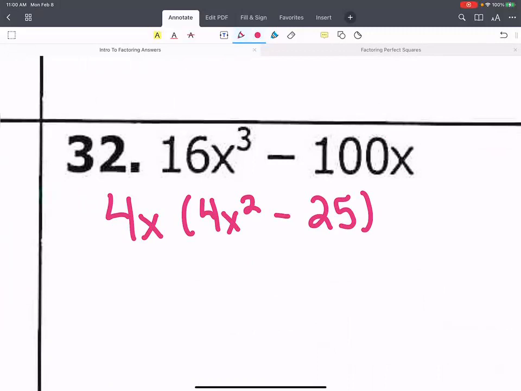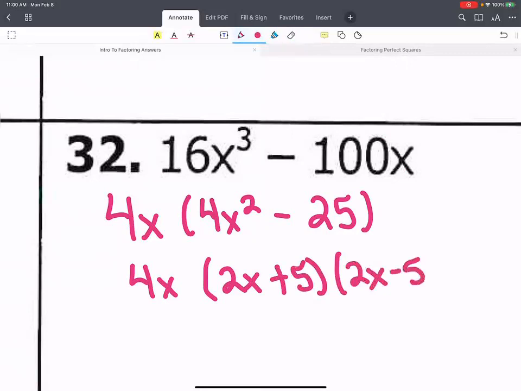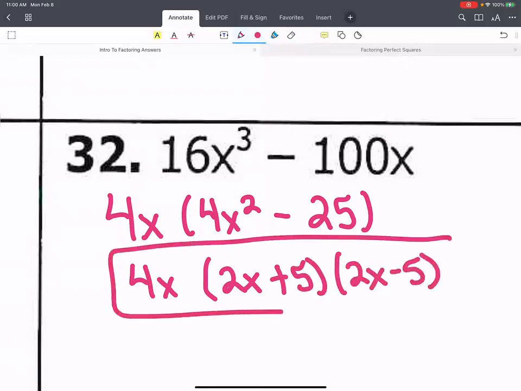Okay, inside that parentheses, that binomial, is it a difference of squares? Yes. Okay, so what do I do? 2x plus 5 and 2x minus 5. Good. And you didn't forget your 4x. I'm very proud of you. Can I do 27? Sure. Let me make sure everybody's done with 32.